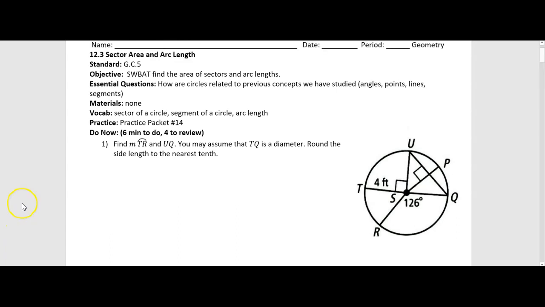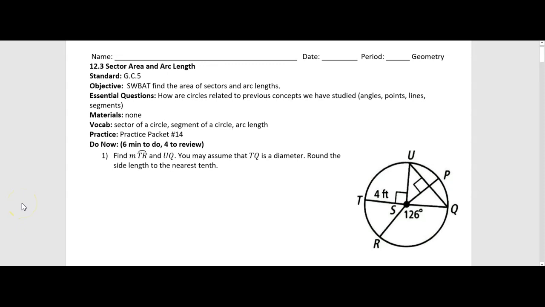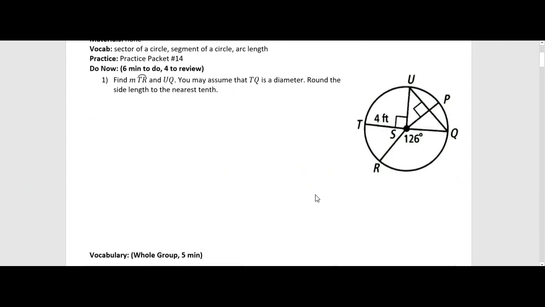Today we're going to focus on finding the area of sectors and the length of arcs. We should know what an arc is, but we may not know what a sector is. So we'll get into that vocab in a second. But first, let's open up our brains a little bit, get them in gear by doing this do now.